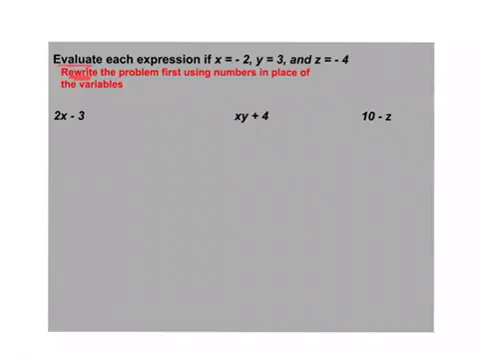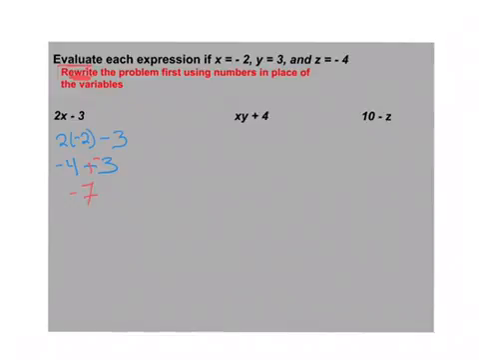So 2x minus 3 becomes 2 times negative 2 minus 3. I see a lot of negatives here, so I'm expecting that I'm going to have to use a little keep, change. Negative 4 minus 3 turns into negative 4 plus negative 3, and now we're ready to simplify that down to negative 7.